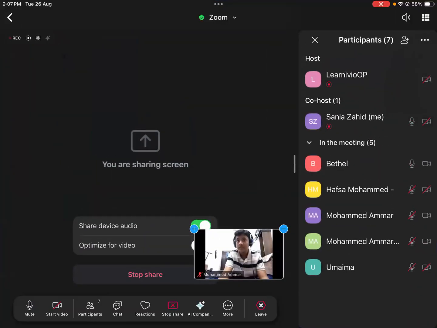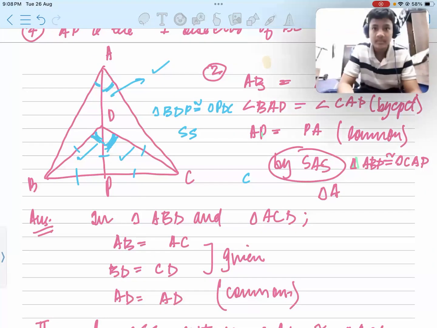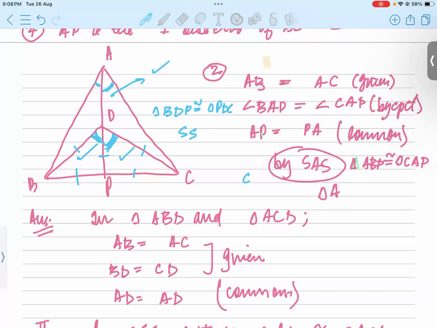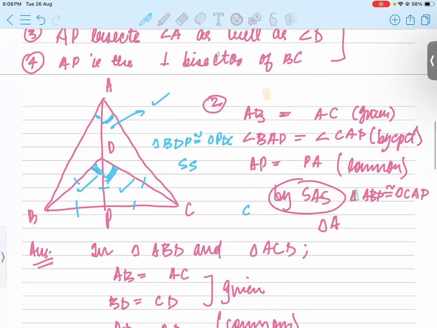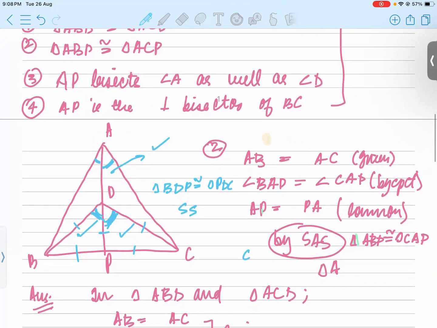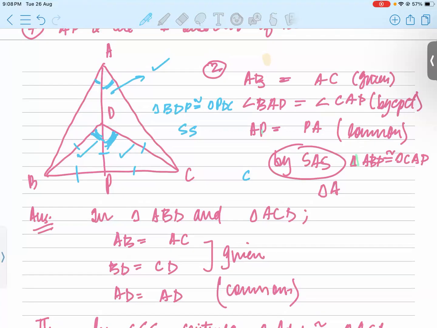Everyone has completed? Yes, ma'am. Okay, shall I move to the next one? Yes, ma'am. So now the fourth one says that AP is the perpendicular bisector of BC. Who can explain to me how I can prove that AP is the perpendicular bisector of BC?